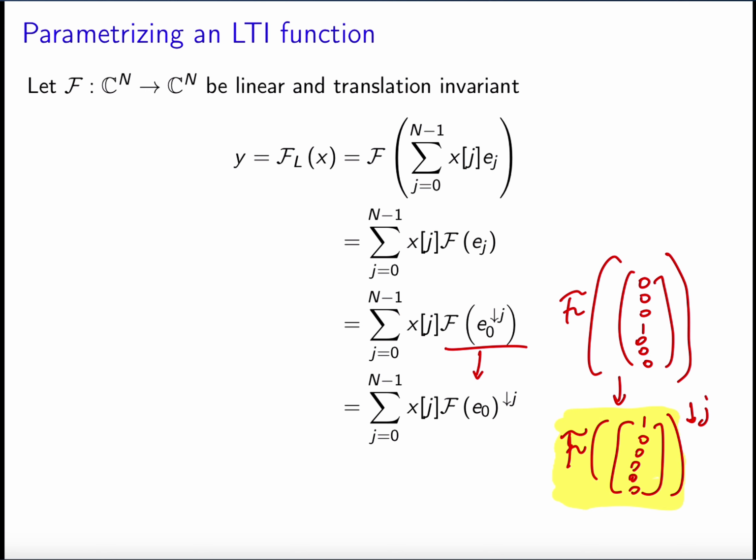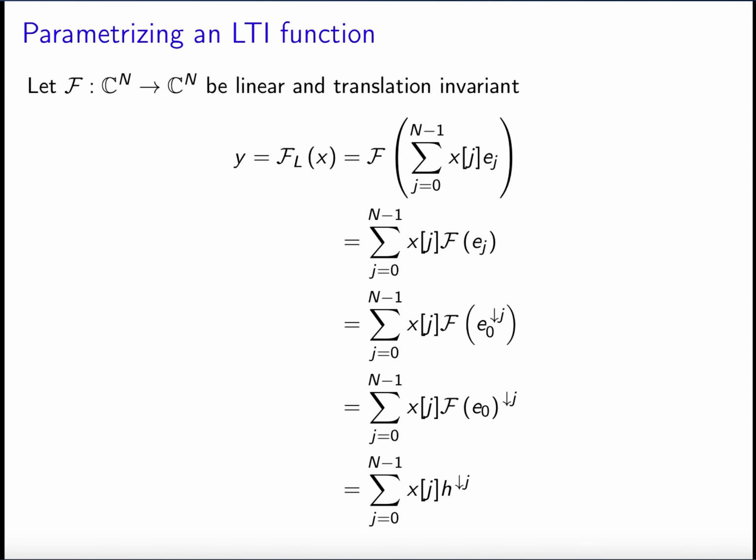You can just shift it to determine how the function is going to affect any other standard basis vectors, and then you just need to weight by the corresponding entry in the input vector. So we're going to call the function applied to the standard basis vector that has a 1 in the first entry and 0 in the remaining entries h.